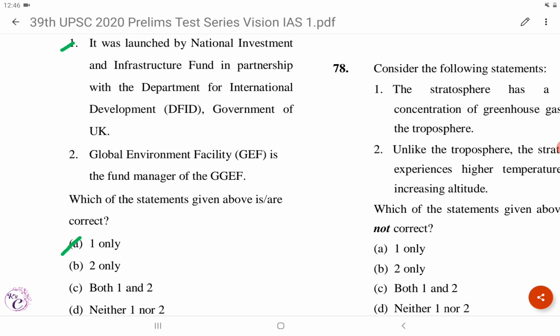Eversource Capital, an equal joint venture between Everstone Group and Lightsource BP, was selected as the fund manager for GGEF. Hence, statement 2 is not correct.